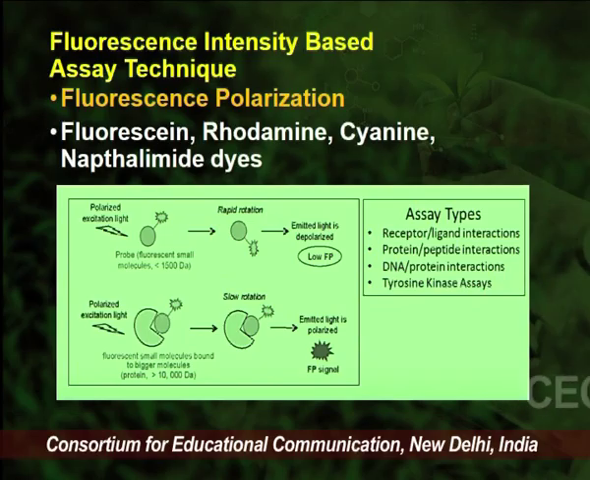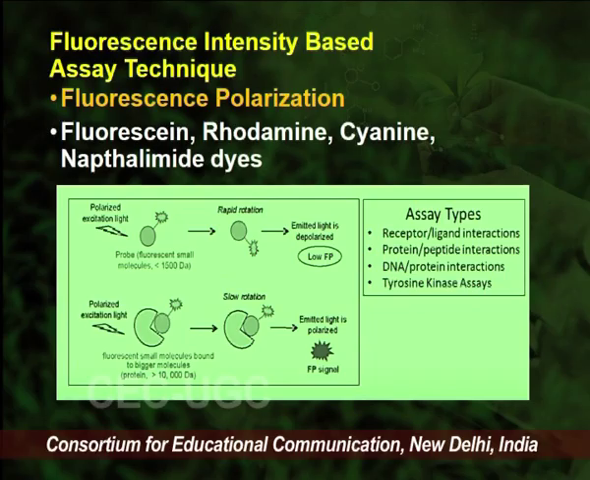further categorized these techniques into fluorescence intensity based assay techniques. As the name indicates, with fluorescence intensity, we measure the intensity of the fluorescence that is produced as a signal, and amongst these, fluorescence polarization is one such assay. In fluorescence polarization, we tag a drug molecule with various dyes, like fluorescein, rhodamine, cyanine, or naphthalimide dyes.